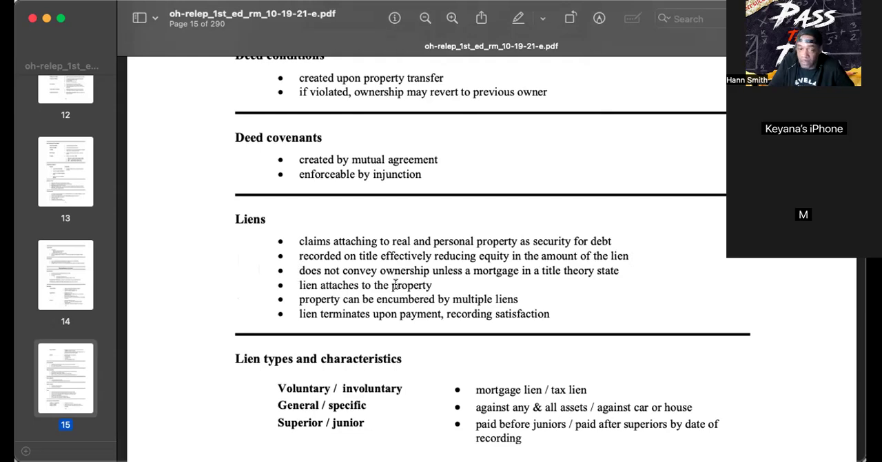A lien attaches to the property. Property can be encumbered by multiple liens, meaning you can have a lien for a mortgage, a mechanic's lien, a tax lien. It could be a bunch of liens on the property. Liens terminate upon payment and recording of satisfaction. What that means is once you pay it, you want the person you paid to record at the county that you paid them.